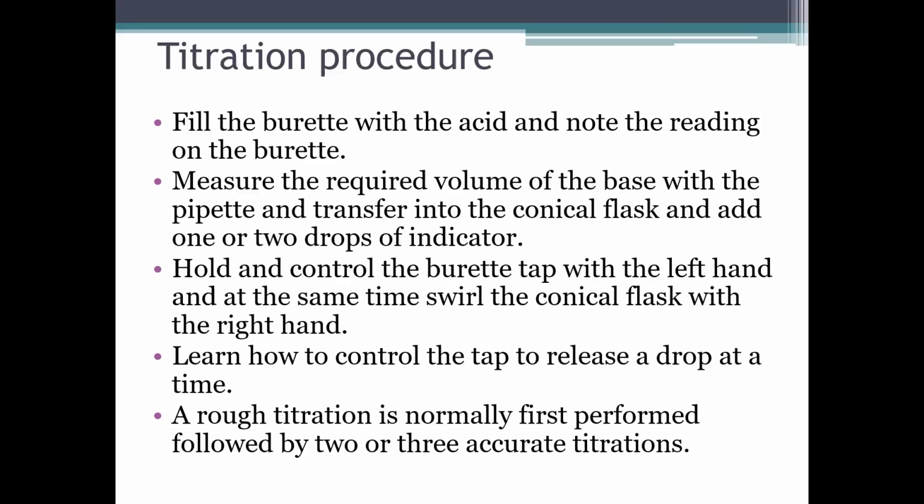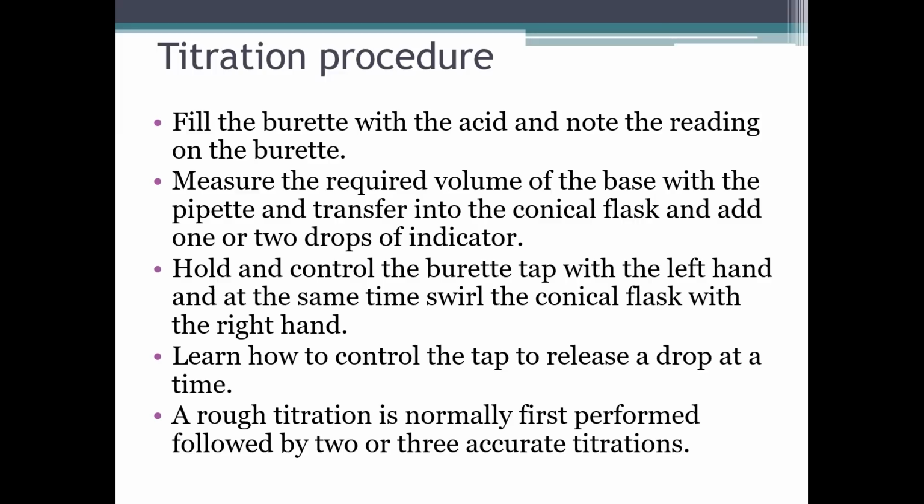And when you are filling it, you make sure that the lower meniscus of your content sits on that mark, the lower meniscus, and that gives you the precise volume. That is for the acid. Then you measure the required volume of the base with the pipette and transfer to the conical flask. So if the procedure tells you to measure 25 ml of the base, you use a 25 ml pipette. If you have to use 10 ml of the base, to measure 10 ml, you use a 10 ml pipette.